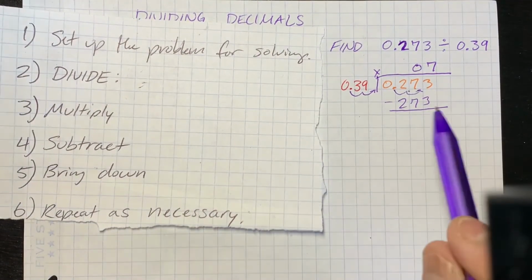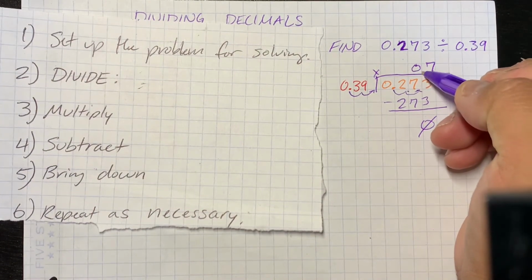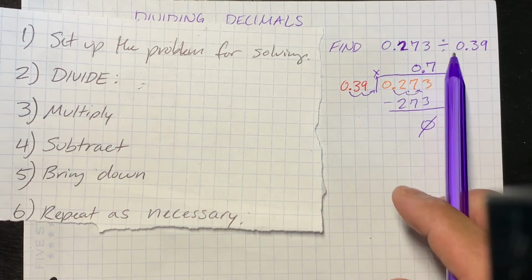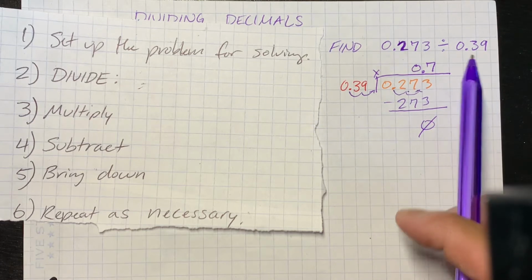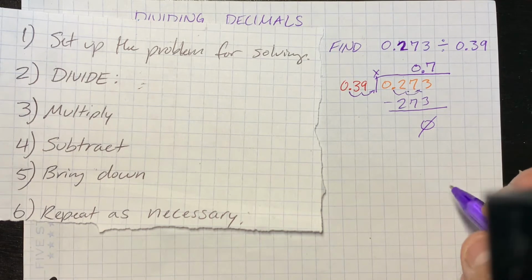273 take away 273 is going to be 0. Now that decimal point, since it's here, goes straight up. So your quotient is going to be 7/10. So 273 10,000ths divided by 39 hundredths is going to equal 7/10. Here's what I mean. So let's go ahead and check it.